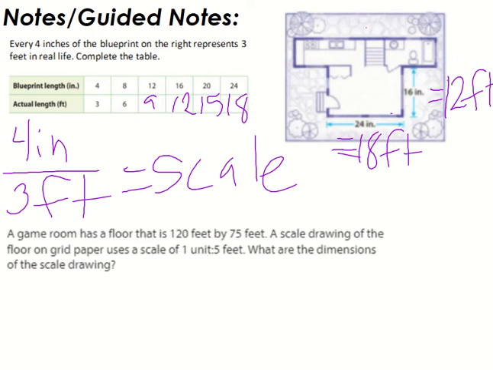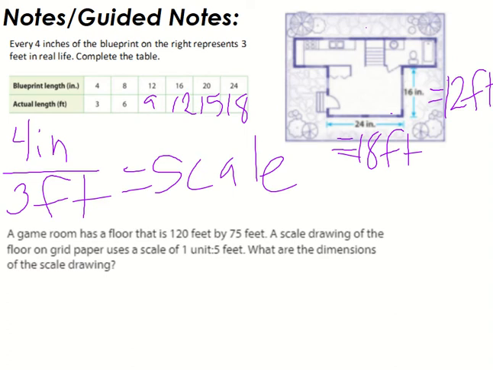All right, so we've got a game room. It has a floor that is 120 feet by 75 feet. Okay, so that's the real measurements. A scale drawing of the floor on grid paper uses this scale, 1 unit. So grid paper is like graph paper. It's those little boxes. Okay, so 1 unit meaning 1 box, one side of it equals 5 feet. What are the dimensions of the scale drawing?